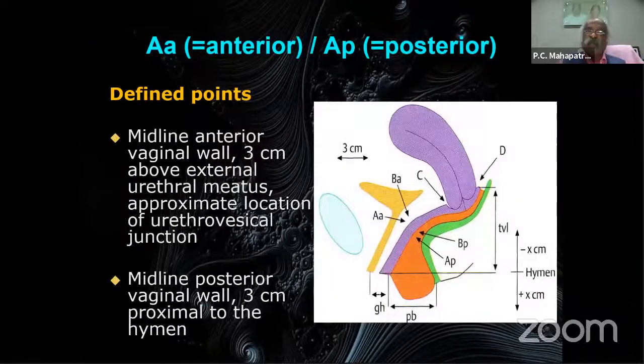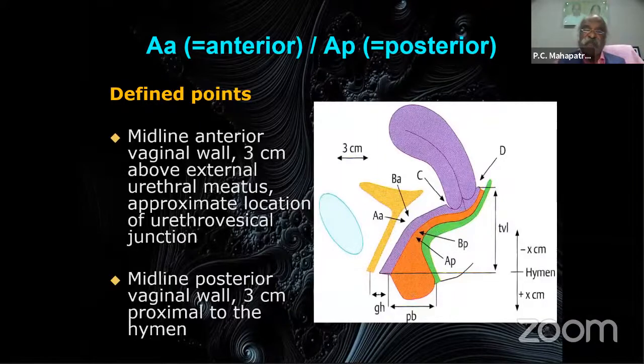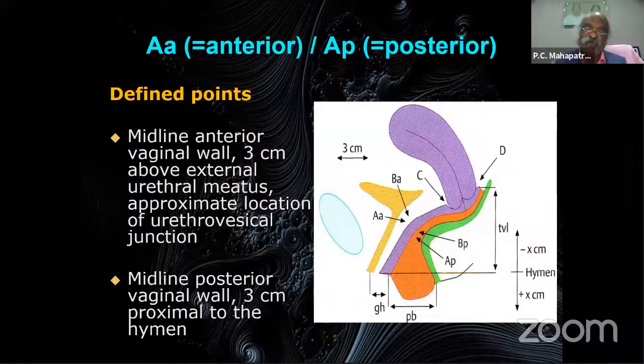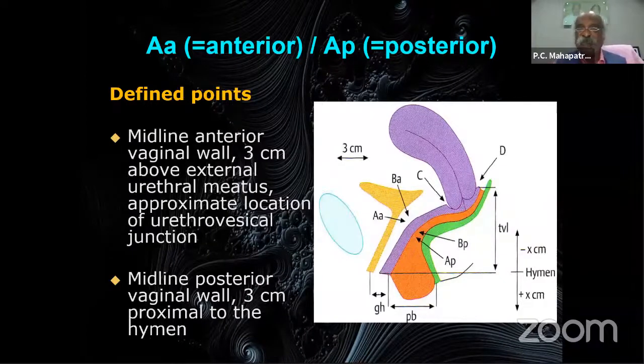So AA is the midline anterior vaginal wall 3 centimeters above the external urethral meatus, the approximate location of the urethral vaginal junction, and AP is the midline posterior vaginal wall. AA and AP are both 3 centimeters proximal to the hymen or external urethral meatus. Anterior wall is AA, posterior wall is AP, and this is fixed.